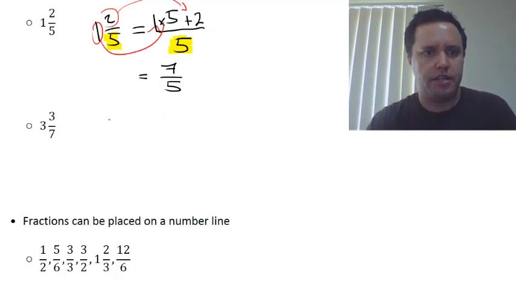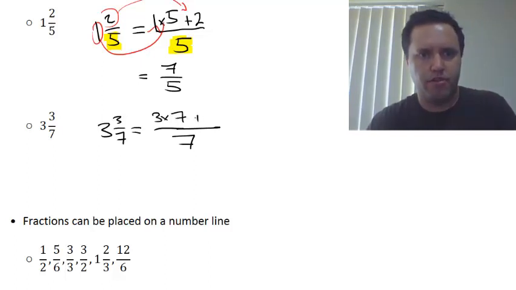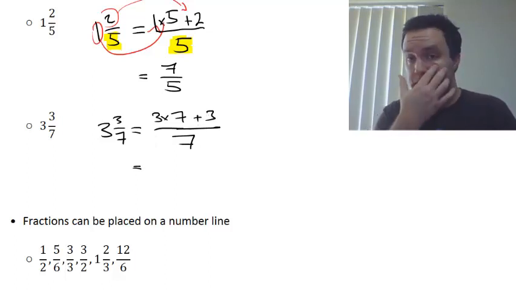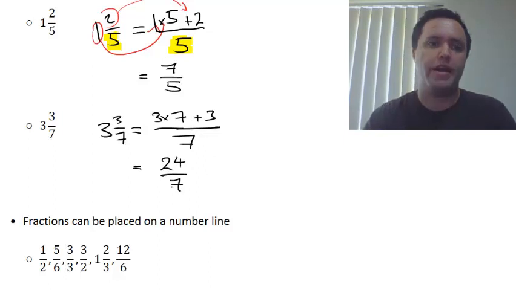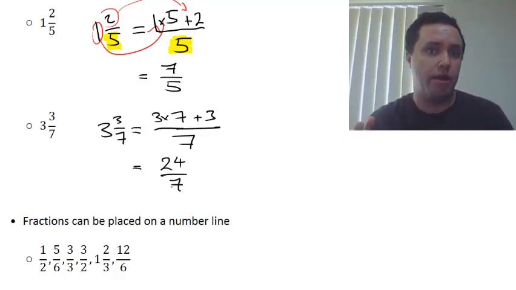Let's have a look at this last one here. 3 and 3/7. So the way we go about that is it's going to be over 7. So 3 times 7, there's the 3, there's the 7, 3 times 7 plus the 3 on the top gives us 21 plus 3 is 24, and we get 24 over 7. And that's how we go between our mixed numbers and improper fractions.